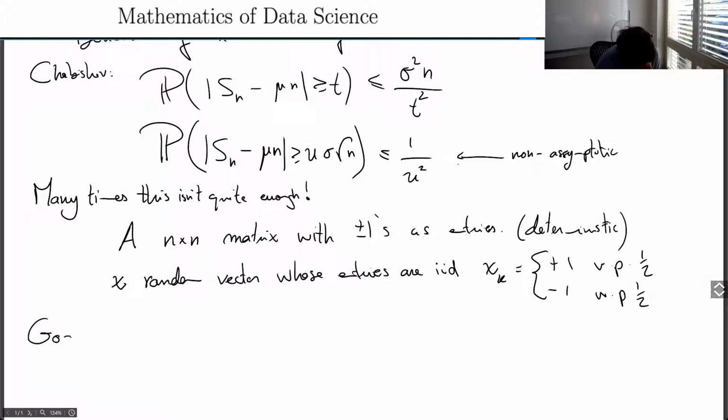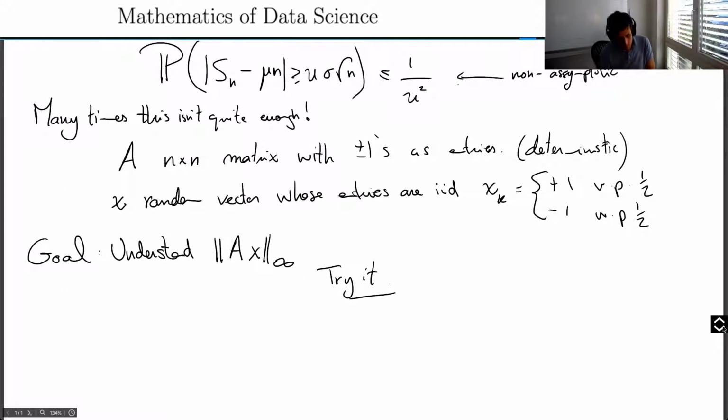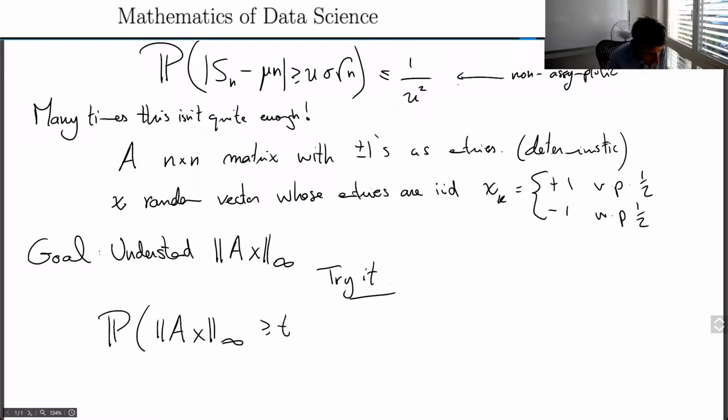And now the goal is to understand the infinity norm of AX. AX is now a vector. I want to understand the largest entry of this vector. Okay, so try it. Pause the video here and try to think about it before you resume. Okay, so now that you've thought about it, maybe one thing that you might have tried to do is to understand the probability that the infinity norm of AX is bigger or equal than some t.